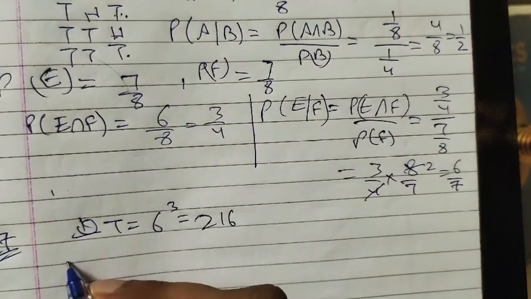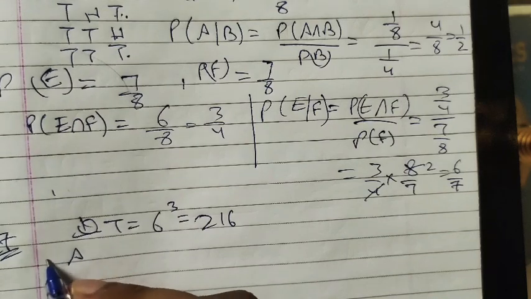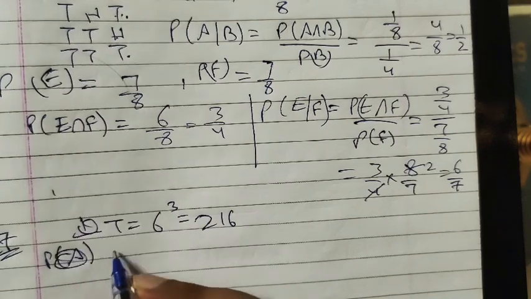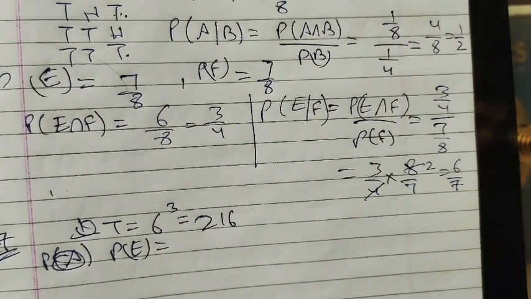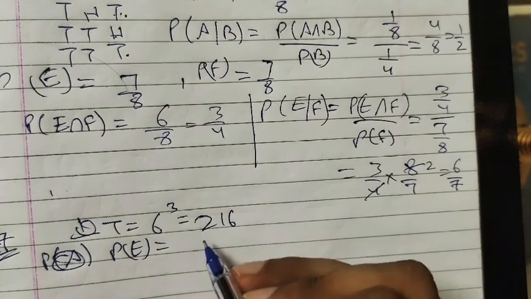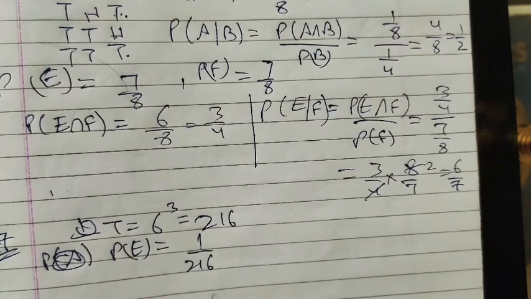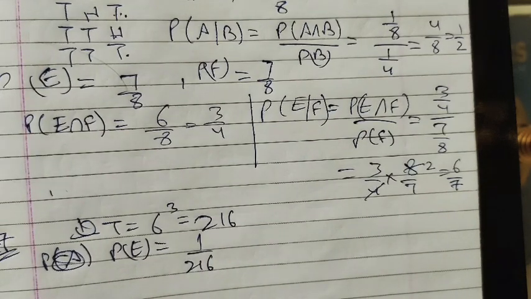Now E is an event, so probability of E having 4 on the third toss is 1 upon 216, right? So 4 on the third toss, so the last outcome should be 4.